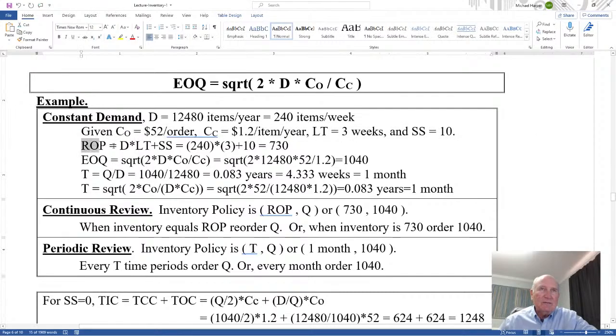So now the ROP can be calculated: demand times lead time plus safety stock. I have 240 items per week times 3 weeks, plus safety stock of 10. And so my ROP is 730. Now the EOQ is a square root, there's my equation, the square root of 2 times my demand. Now notice my demand is in years. And this should be divided by 52, because then this is my demand per week.